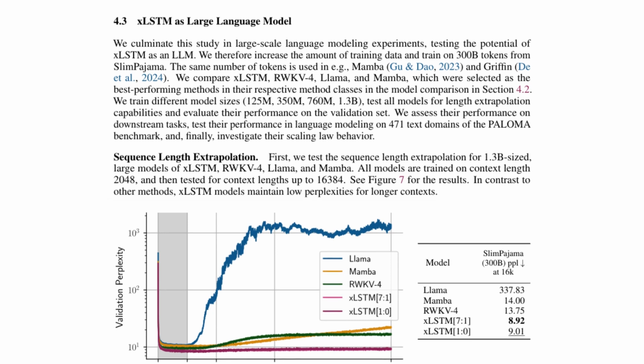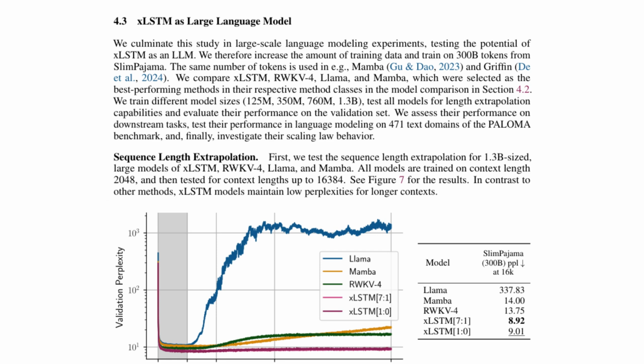4.3. xLSTM as large language model. We culminate this study in large-scale language modeling experiments, testing the potential of xLSTM as an LLM. We therefore increase the amount of training data and train on 300 billion tokens from SlimPajama. The same number of tokens is used in Mamba and Griffin. We compare xLSTM, RWKV4, Llama, and Mamba, which were selected as the best-performing methods in their respective method classes in the model comparison in Section 4.2.